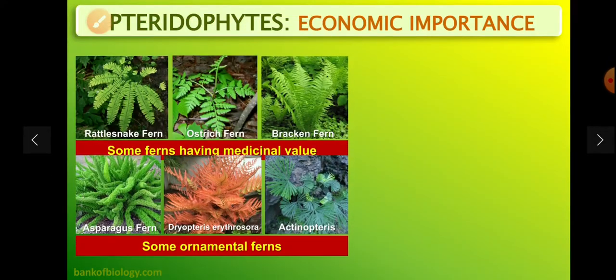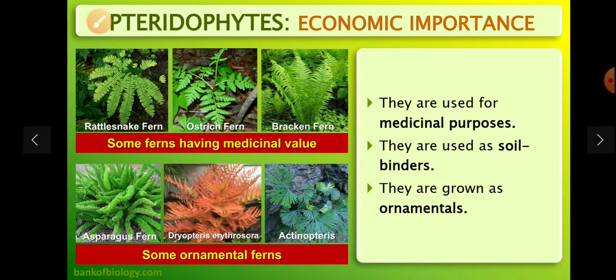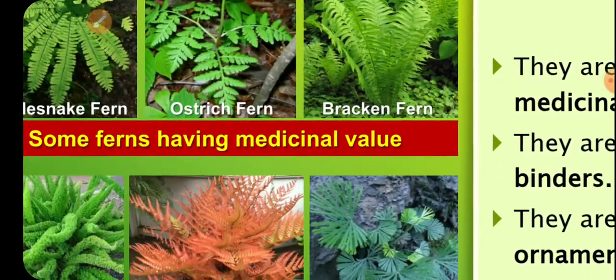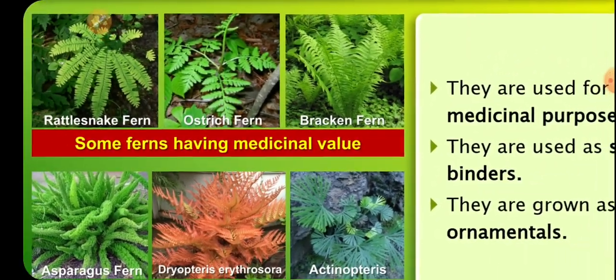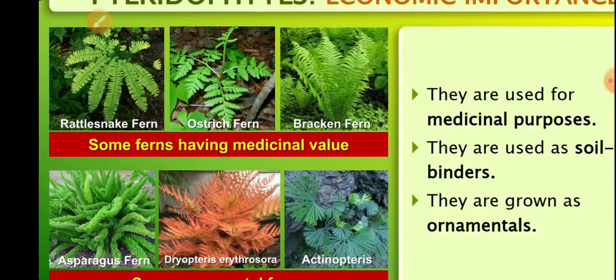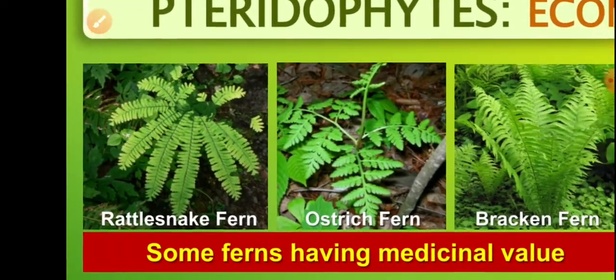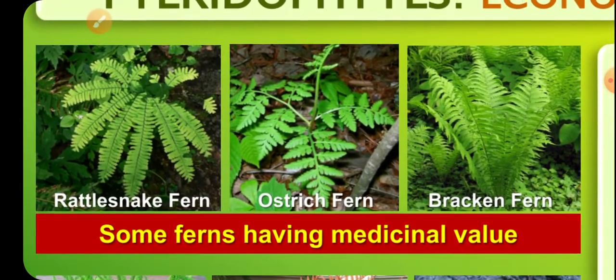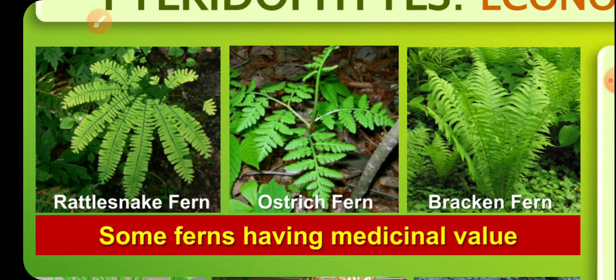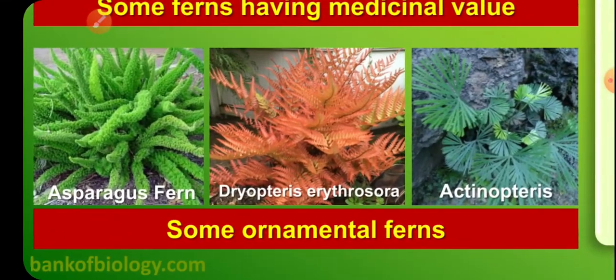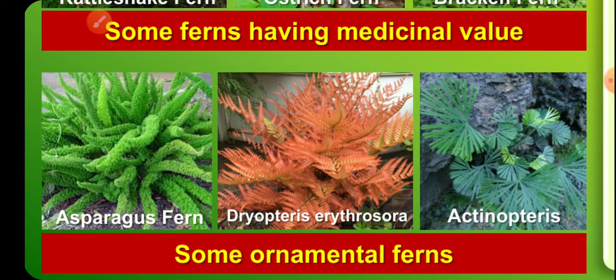What is the economic importance of these? These are used for medicinal purposes. They are used as soil binders. They are grown as ornamentals. A number of them are used for making medicine. This is rattlesnake fern, ostrich fern and bracken fern. These are all used for medicinal purposes, and also as ornamentals.